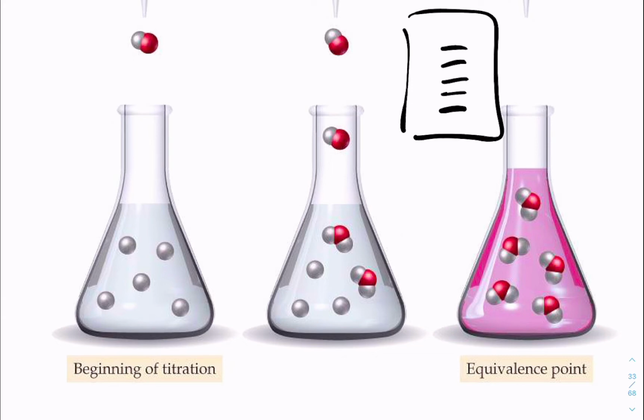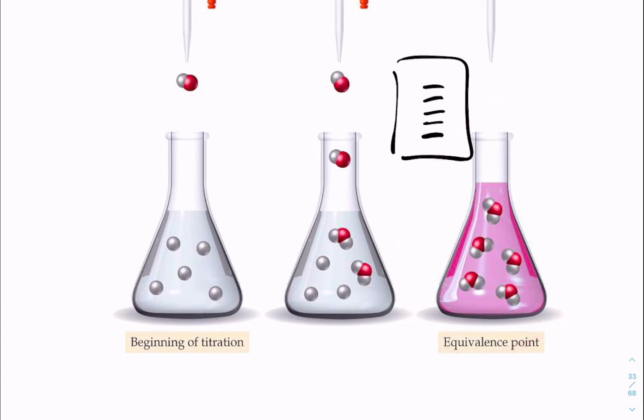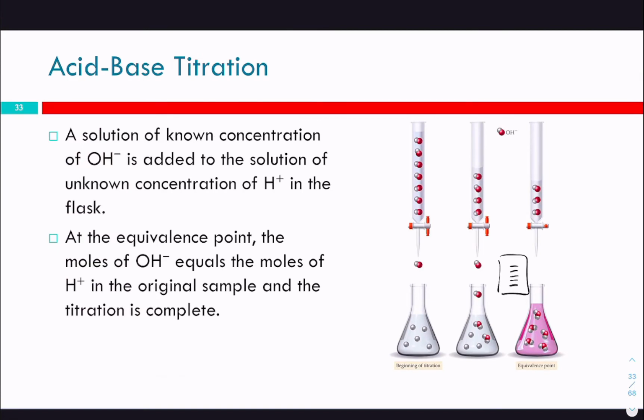And that's essentially what we're doing here, but we're adding hydroxides to hydrogens. We don't know how many hydrogens are in here, but we can count the amount of hydroxides that we add. And with a little deductive reasoning, we say if we use this many, then there must have been that many in the solution. And we know when we've reached that equivalence point because we add something called an indicator that changes the color of the solution when the hydroxides are used up. So that's what a titration is. We know how much frosting we're adding to the beaker, and so we can count how many cupcakes we frosted inside of that flask.